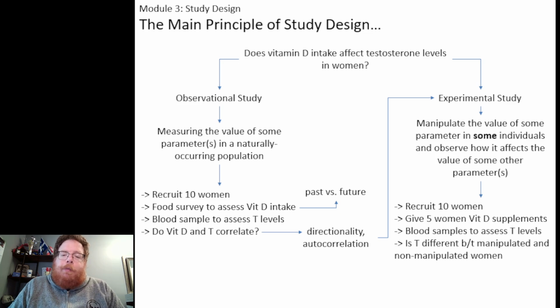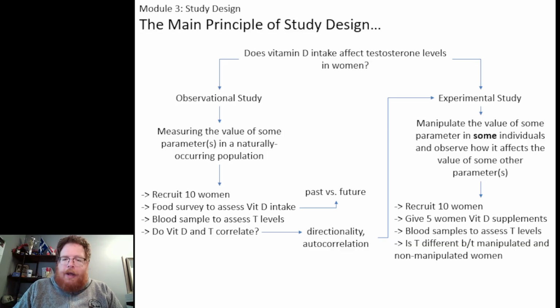Now let's have a look at our experimental study and ask, is there any ambiguity that's possible in this study? I honestly don't think there is. I think this is a really well-designed study, right? We have recruited our women. We have given some of them vitamin D supplements. So we know that they're going to have higher levels of vitamin D intake as long as they're actually taking those supplements. We would presumably give some kind of placebo supplement to the other women.